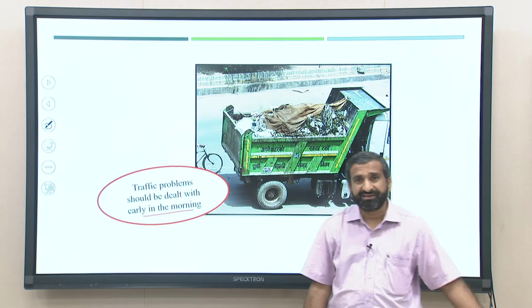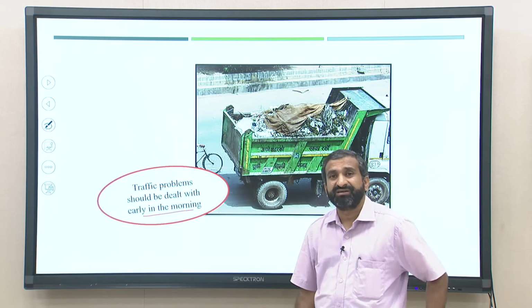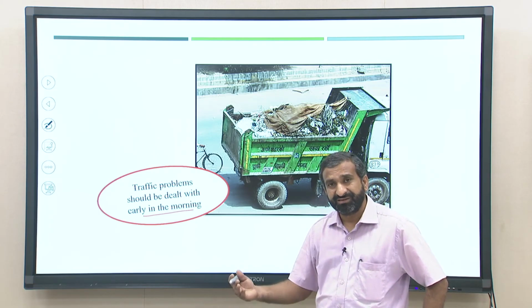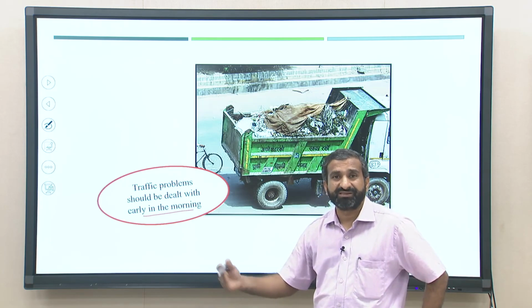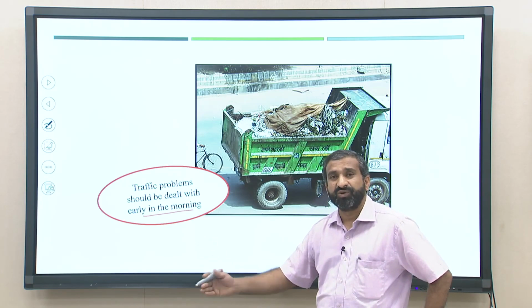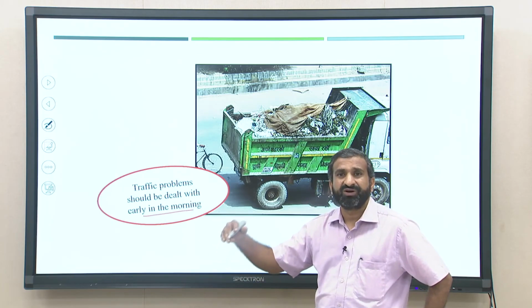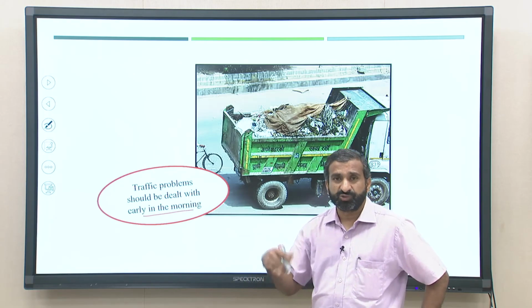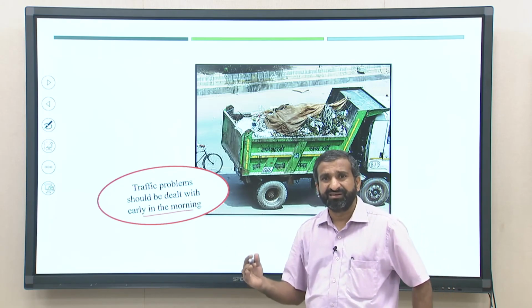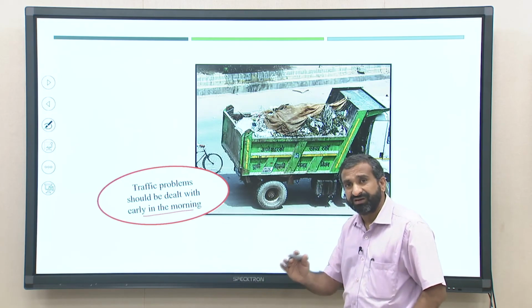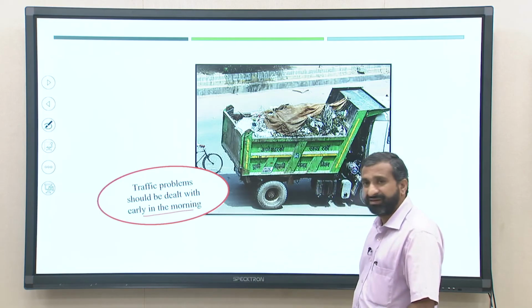Some of the cities like Delhi, Mumbai, even Chennai, we found that waste collection is done at night or early in the morning, like 4 or 5 o'clock they are starting, so that by 8 o'clock the entire collection will be finished, because after 8 o'clock schools and offices are starting. So, you will find a lot of traffic at that timing. So, it is good to finish the entire collection early in the morning.